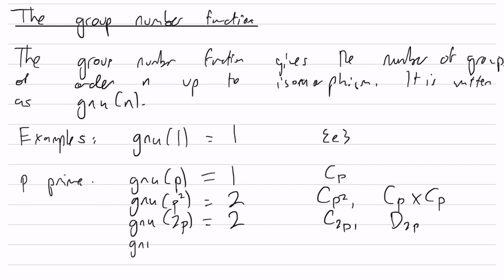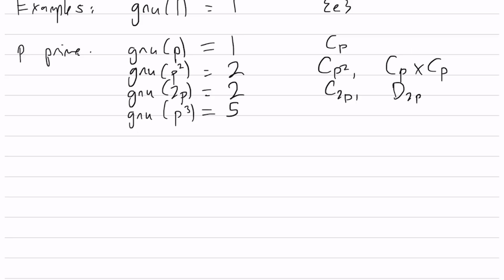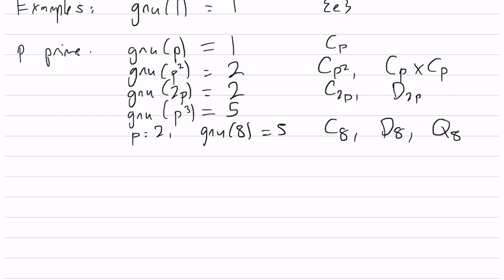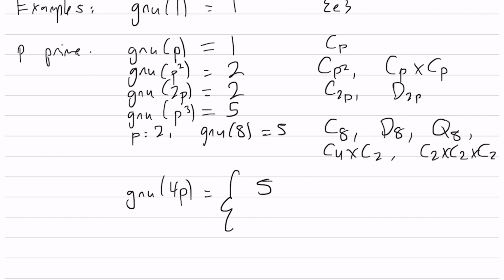It turns out, and I haven't made this video as of yet, but I probably will at some point, the groups of order p cubed, there's 5 of them. In particular, for p equals 2, GNU(8) is 5, because the groups are C8, D8, Q8, the quaternion group, C4 cross C2, and C2 cross C2 cross C2, which is also known as the elementary abelian group of order 8. Other results that I may eventually make videos on as well: the groups of order 4 times a prime. It turns out that there are 5 of those when 4 divides the prime minus 1, and 4 of them otherwise.